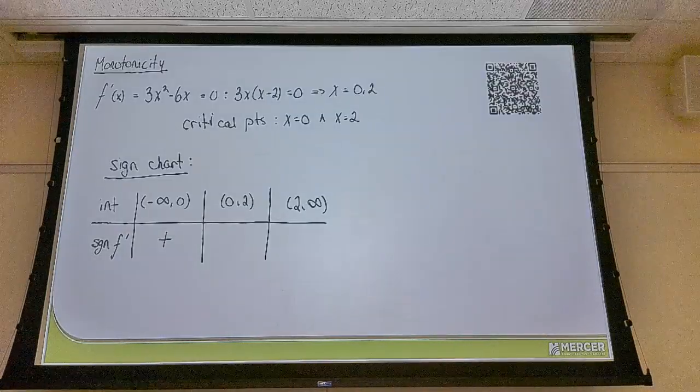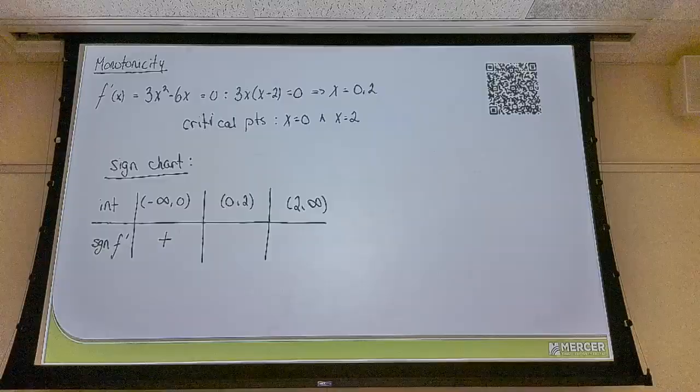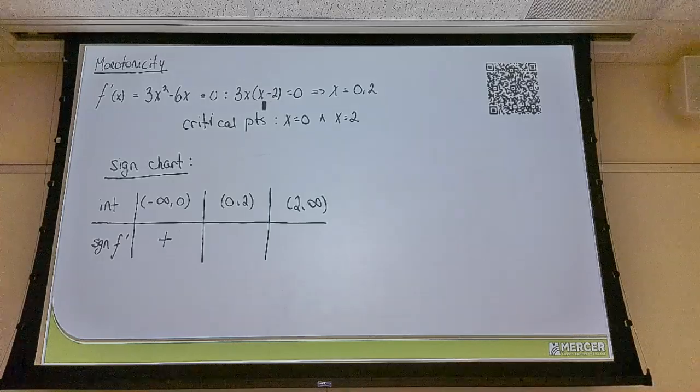Pick a value between 0 and 2. 1. Positive. Looks like it's working. Negative, right? What's positive times negative? Negative. Pick a value. 100. That's positive, right? 100 minus 2 is positive. Positive times positive. There's your sign chart.